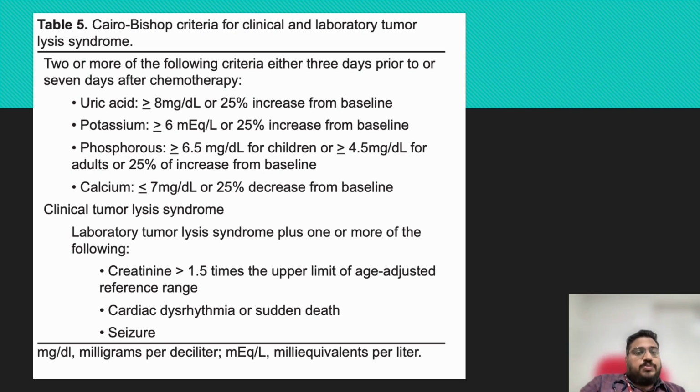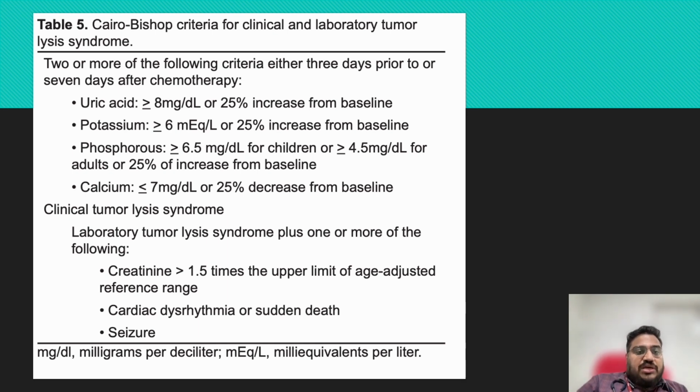That is the Cairo-Bishop criteria for clinical and laboratory tumor lysis syndrome. Two or more of the following criteria, either 3 days prior to or 7 days after chemotherapy: uric acid above 8 mg per deciliter or 25% increase from the baseline. That is one important thing. Or serum potassium of more than 6 milliequivalents or 25% increase from the baseline. Phosphorus more than 6.5 mg per deciliter for children and 4.5 mg per deciliter for adults, or again 25% increase from the baseline. And calcium, you will see hypocalcemia here, less than 7 mg per deciliter or 25% decrease from the baseline.